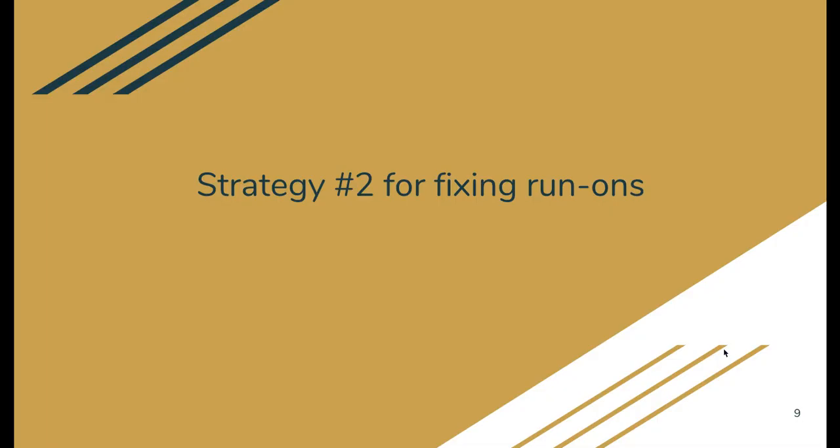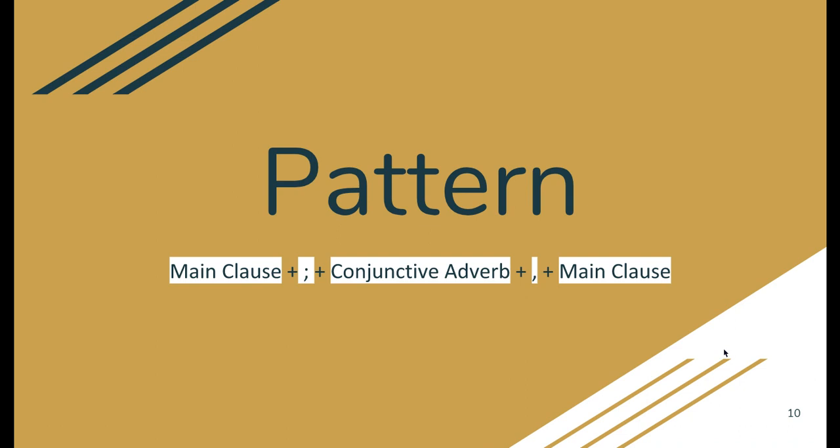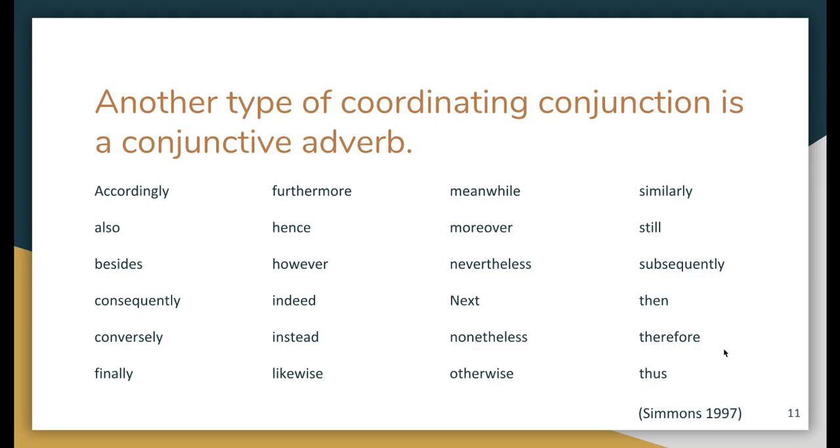All right, let's take a look at strategy number 2 for fixing run-on sentences. In this strategy, you join the two independent clauses with a semicolon and a conjunctive adverb. Your pattern is main clause plus a semicolon, conjunctive adverb, comma, then main clause. Here's a big list of conjunctive adverbs that can behave as a coordinating conjunction. And they behave as a coordinating conjunction because, again, they're combining those two independent clauses, and that's the function of conjunctions.